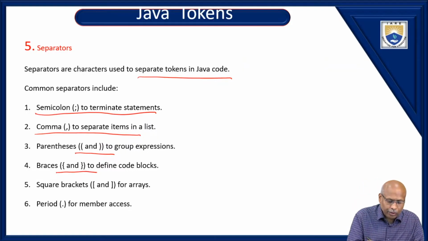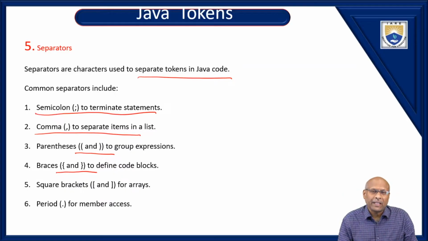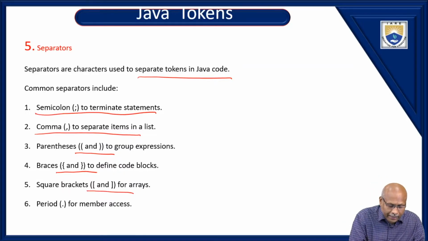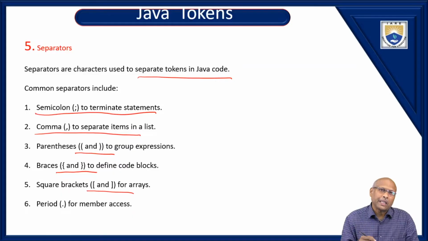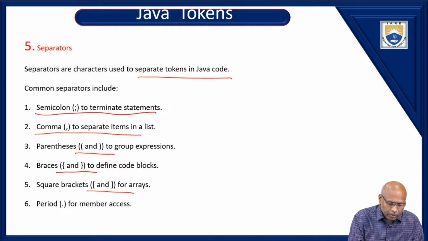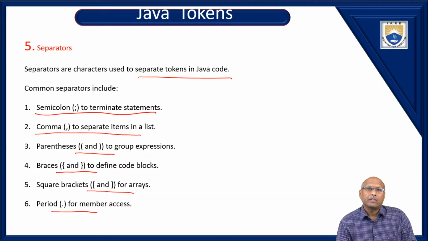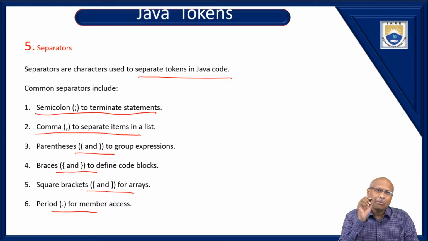Or you may use braces also to define the code blocks, because whenever you are writing a function or a block of statements in a loop, there also you may use curly braces. Those curly braces are also one type of separator. Similarly, you may use square brackets. Generally, square brackets are useful for arrays. Whenever you want to define a set of items, you have to define an array. For an array, you have to use the square bracket. So the square bracket is also one type of separator. Similarly, dot, that is the member access, is also one type of separator, to separate between the object name and method name, or object name and attribute name. That time you use the dot operator. So the dot operator is also one type of separator.